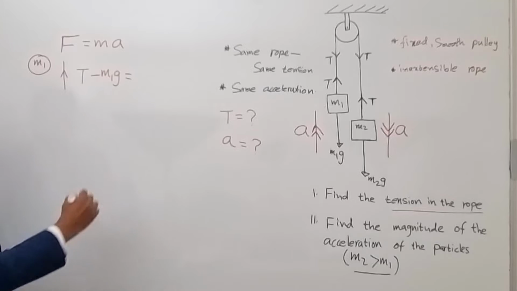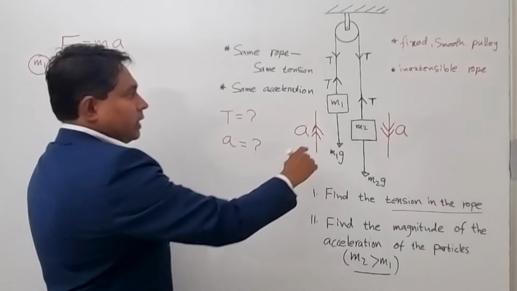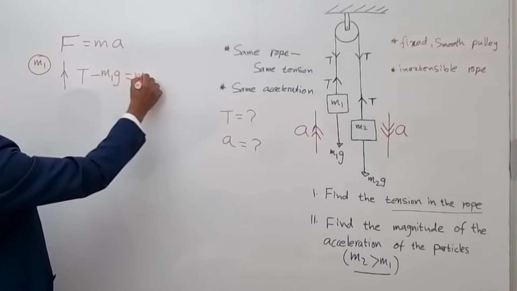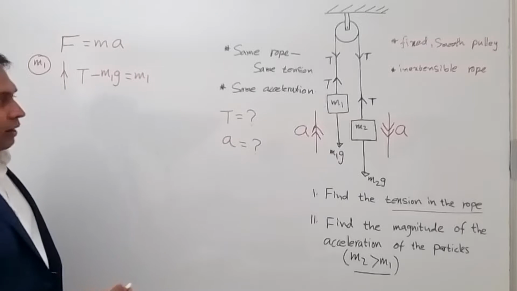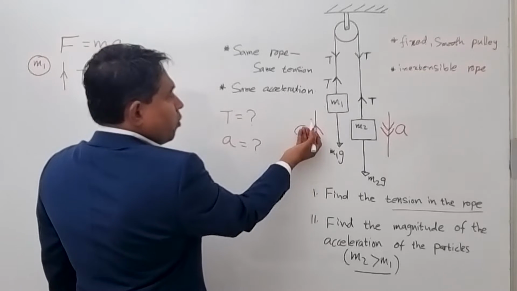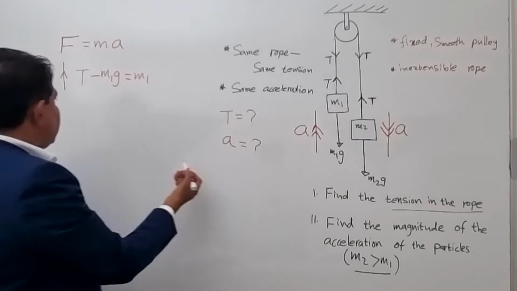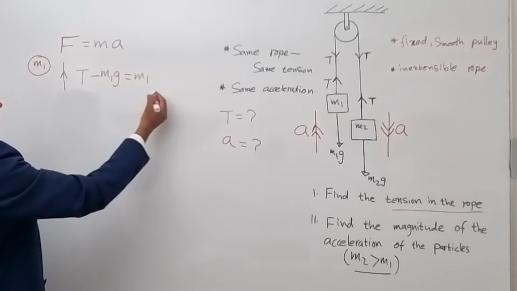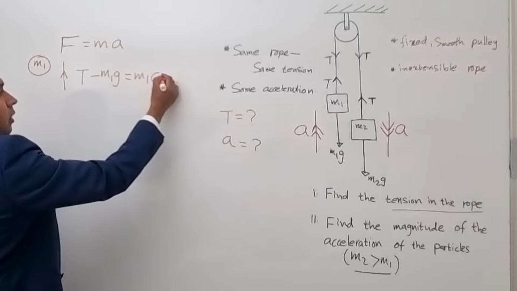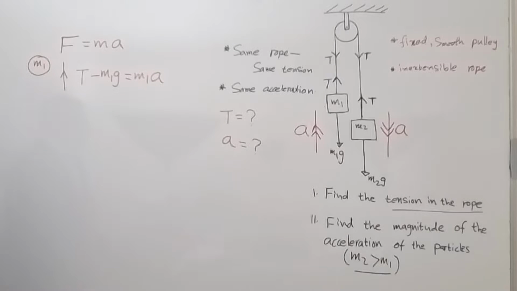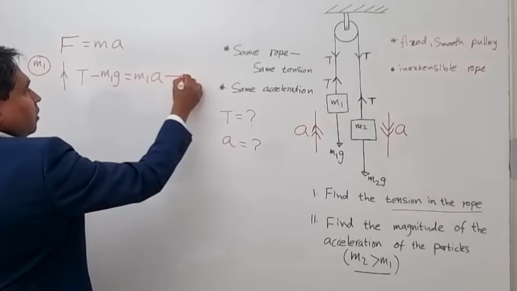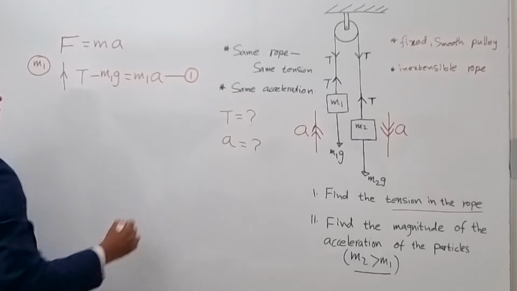And m, the mass of the particle, is now m1, and the acceleration A is moving up, in the direction we take as positive, right? So I can write this equation. I take this equation as equation 1 now.